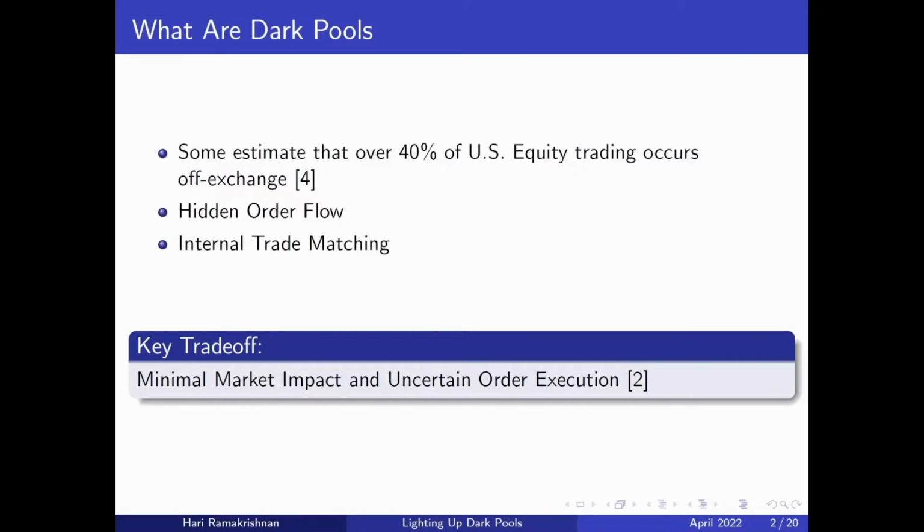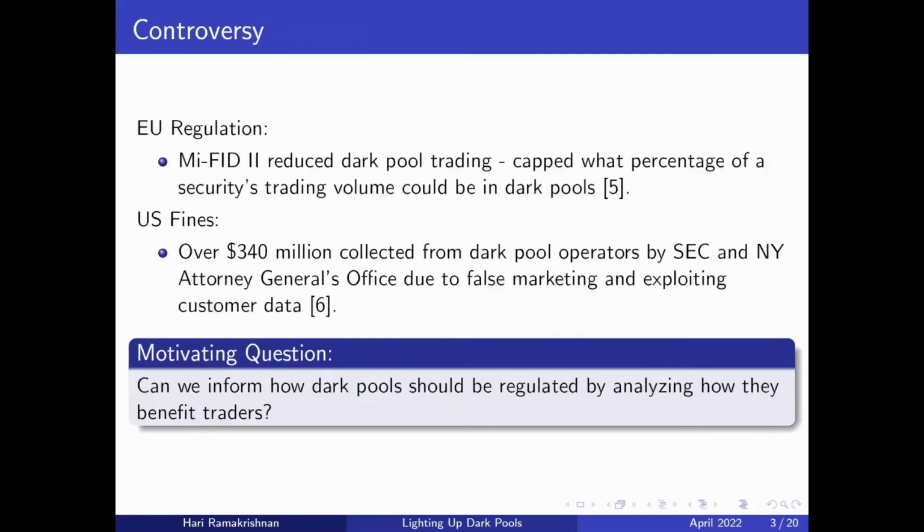And dark pools have become increasingly popular in recent years. Some estimate that over 40% of US equity trading occurs in off-exchange pools, including these dark pools. So when people consider trading in dark pools versus lit pools, the key trade-off is that when we're trading in a dark pool, since our information isn't revealed to other traders, there's minimal market impact. The downside, however, is that we aren't sure if our orders are actually going to be executed because we don't have access to the order book. So that's the key trade-off when trading in a dark pool.